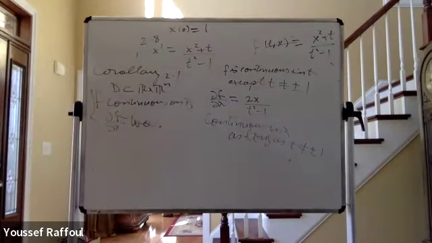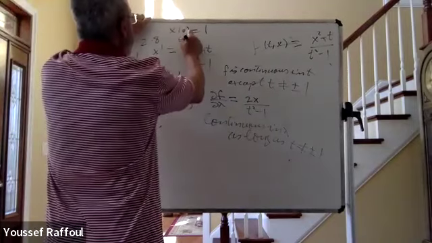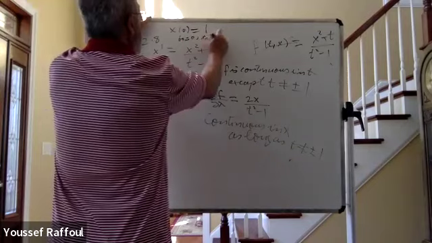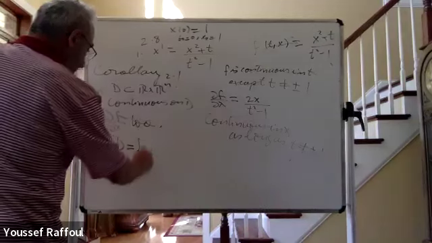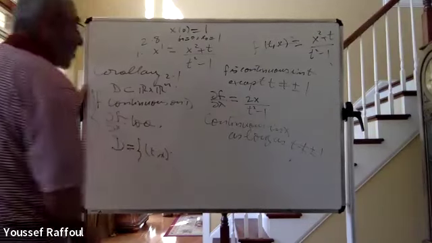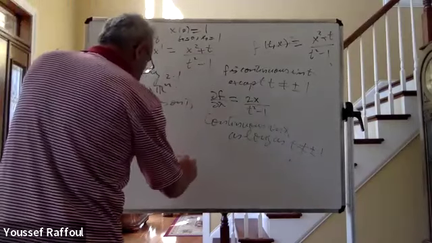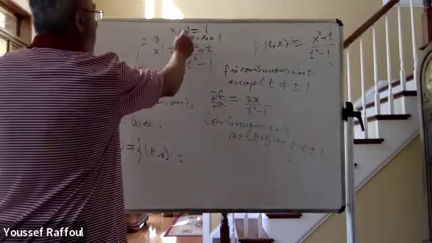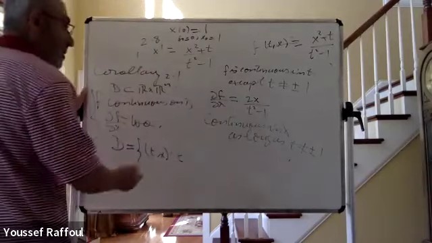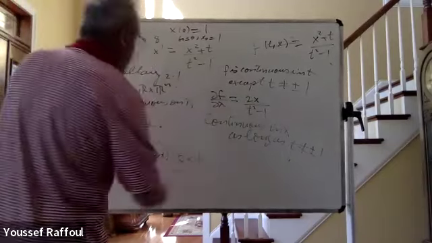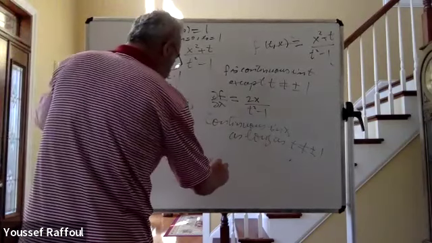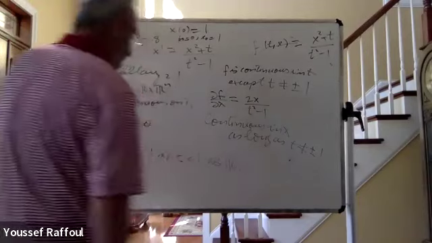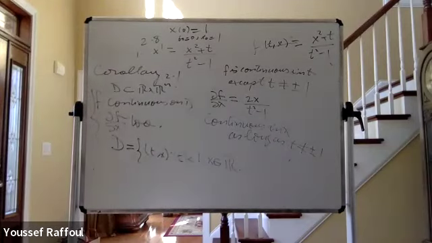X of 0 equals 1. So that means t naught equals 0 and x0 equals 1. So your D is the set of (t, x) such that t, okay, now you need to look at x0 equals 1. So it's going to be t less than 1, and x belongs to R. Okay?